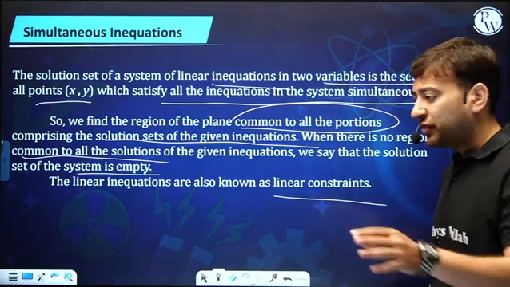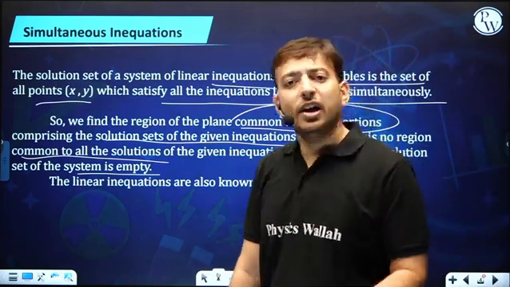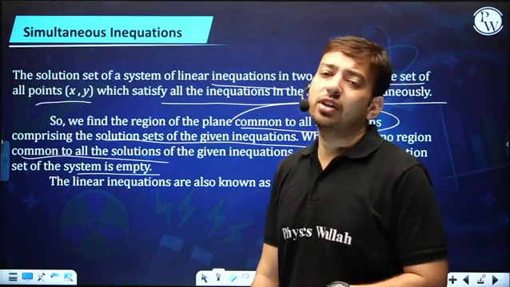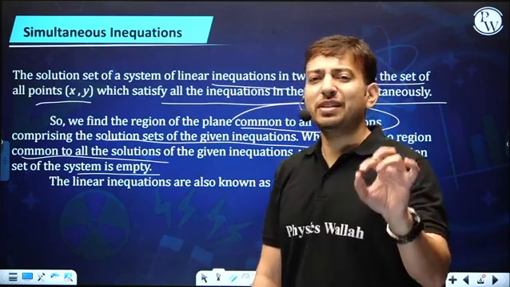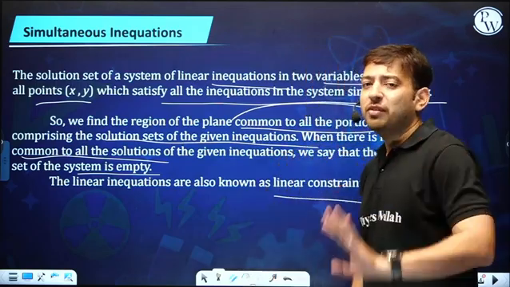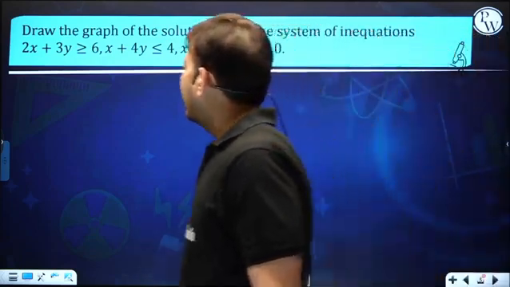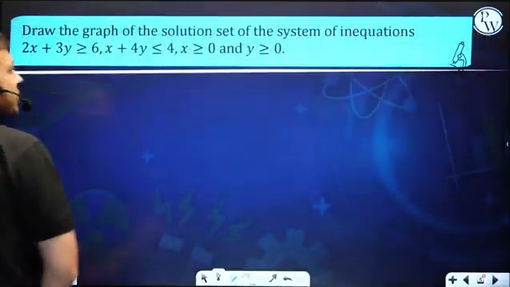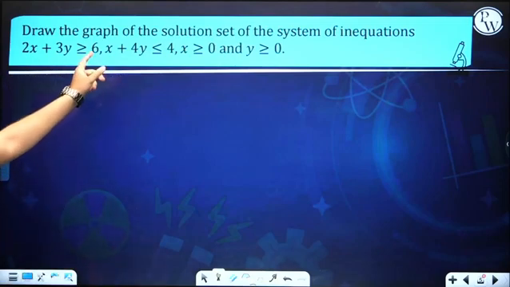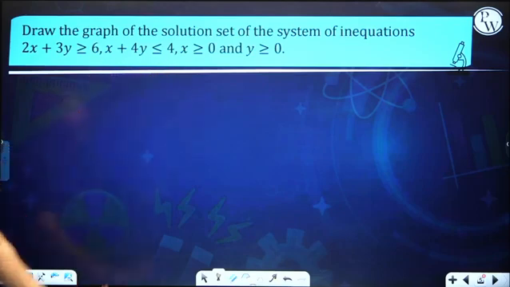Okay. So first let's not do more than one or two, because all questions are of the same type. If you understand one, you can automatically do the second and third and fourth and all. So I have kept this chapter very limited, precise, short and crisp so that your time will not be wasted much. Okay. Now, this is the question, sir. Draw the graph of the solution set of the system of inequations 2x plus 3y greater than or equal to 6, x plus 4y less than or equal to 4, and x greater than or equal to 0, y greater than or equal to 0.